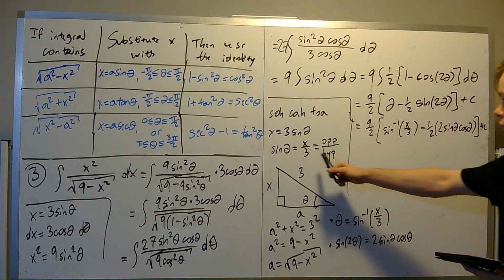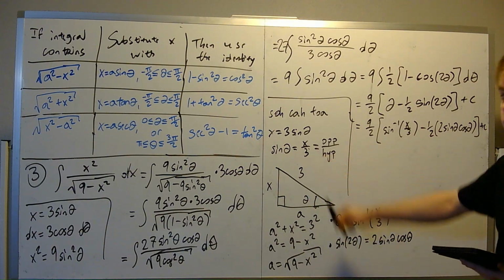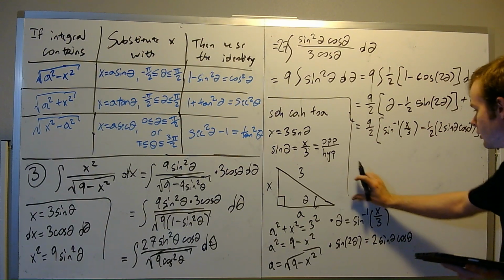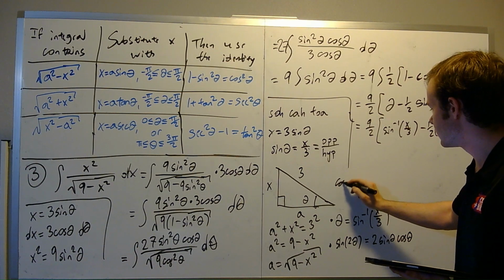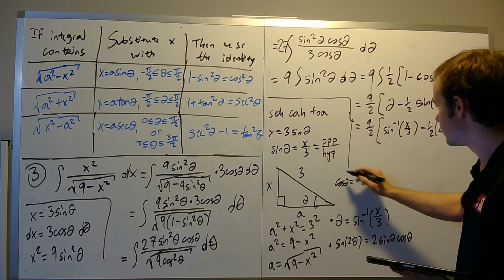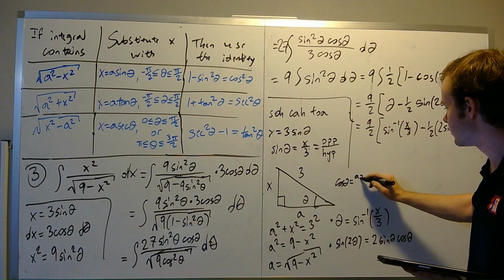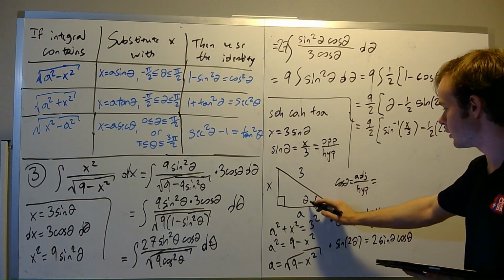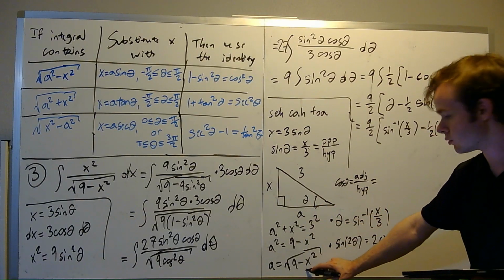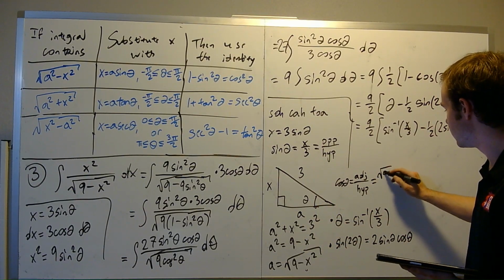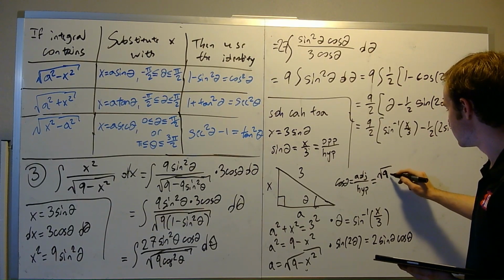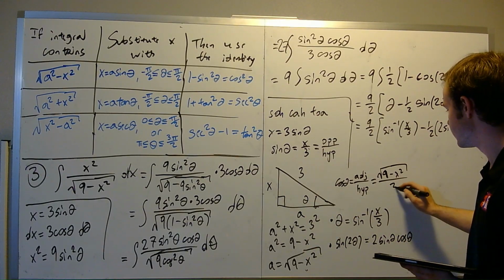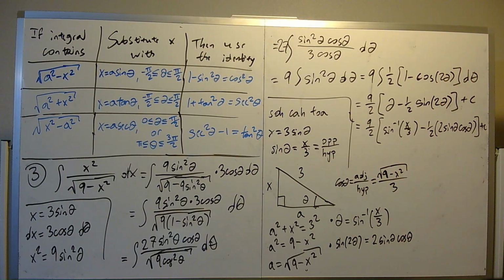So sine theta, we already know what that is. It's x over 3. But we need to figure out what cosine theta is. So right here, cosine theta equals, well, we said with the acronym, it's adjacent over hypotenuse. So the adjacent side to theta, we said was a, which was the square root of 9 minus x squared. And the hypotenuse we said was 3. So we get this equation here.